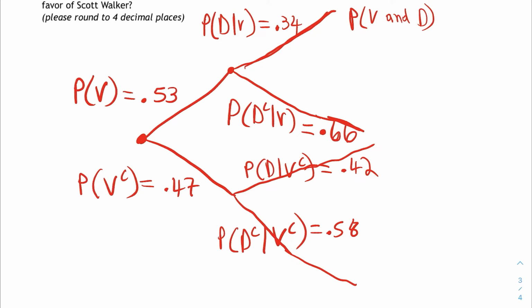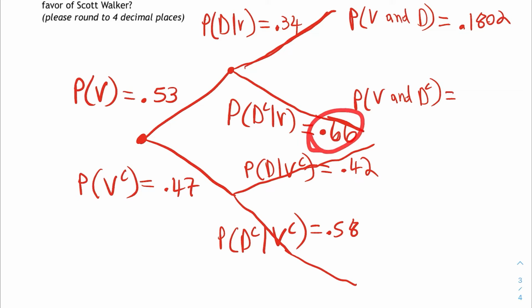The probability of V and D is equal to the probability of V times the probability of D given V. That's the definition of the joint probability. So that's just going to be 0.34 times 0.53, which is 0.1802. And then the next one is also going to be the product. So the probability of voting for Scott Walker and not having a degree is equal to this product, 0.66 times 0.53, and that's 0.3498.